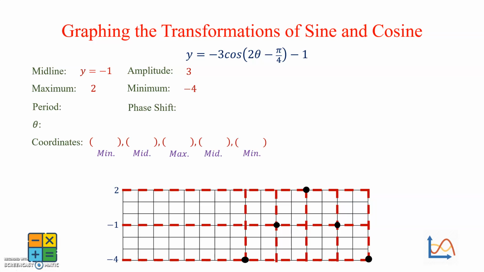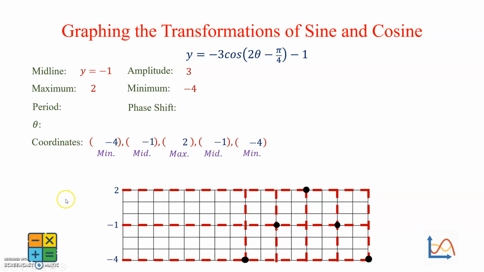Well, we can see our values are on these 3 lines. So the minimum is -4, so I'll place that. Mid, -1. The maximum, 2. Back down to the midline, -1. And down to the minimum, -4. So I've got all my y values for my 5 coordinates. Let's pick up where we left off.